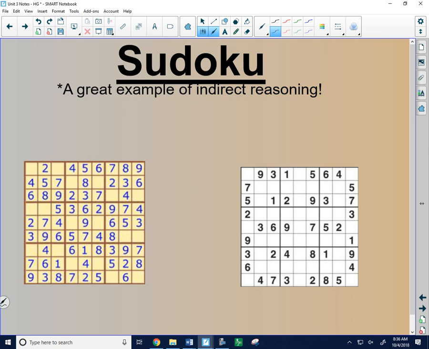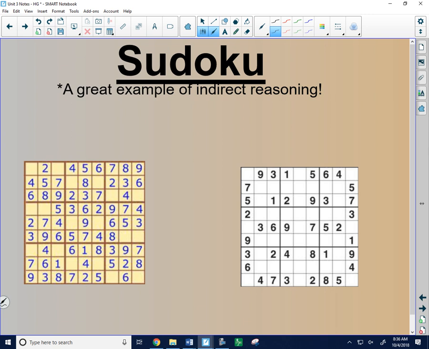Yeah. The rules are in each row or column you have to have numbers 1 through 9. You can only use them once in each row, in each column. And in each box or square, there's the numbers 1 through 9. All right, so basically, in these, most of the time what you do is a form of indirect reasoning.